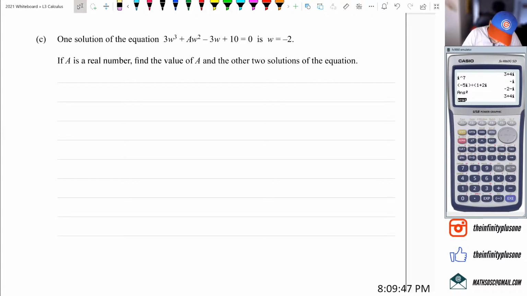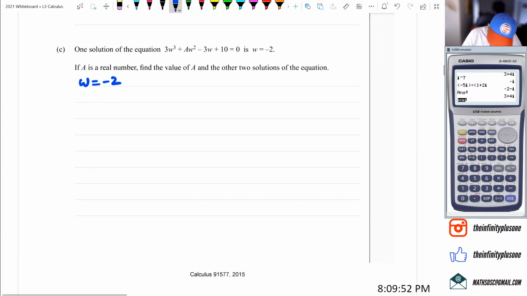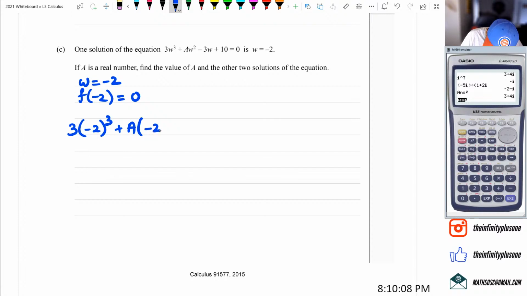Because we've got W equal to minus 2, if we substitute it into the equation, in other words, f of negative 2 is equal to 0. So we're going to substitute: 3 times negative 2 cubed plus a times negative 2 squared minus 3 times negative 2 plus 10. All of this is actually equal to 0.